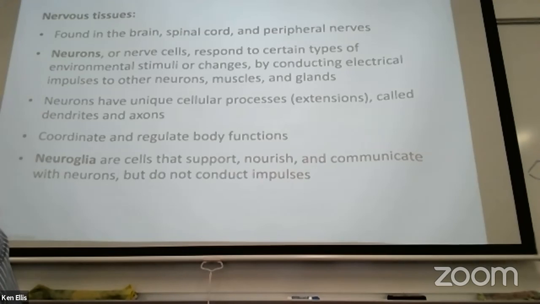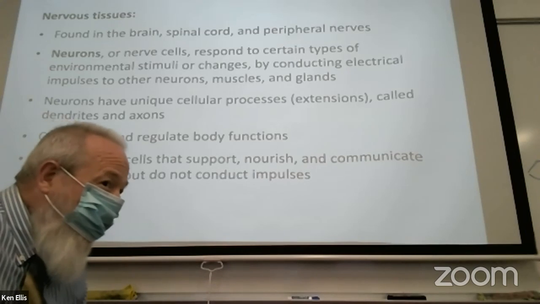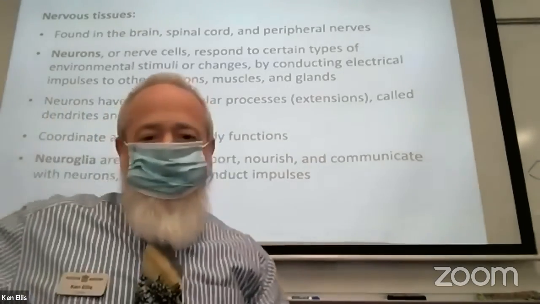Last thing here, you have these neuroglia. These are cells that basically support and nourish, communicate with one another what's going on, and even sacrifice their own lives to save nerves from infection. Those sorts of things that they do.